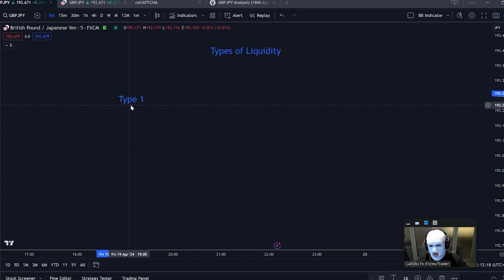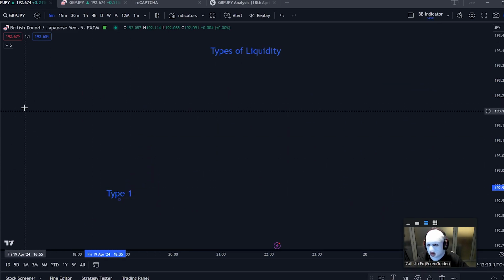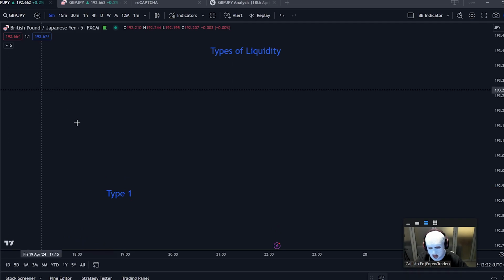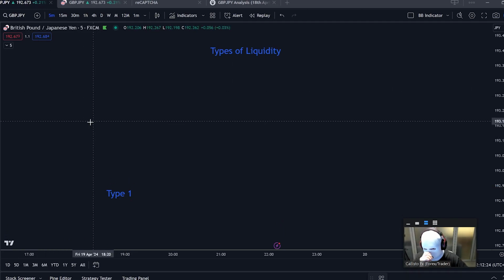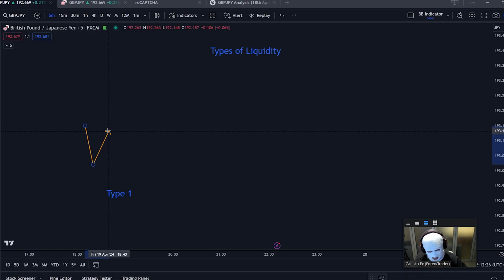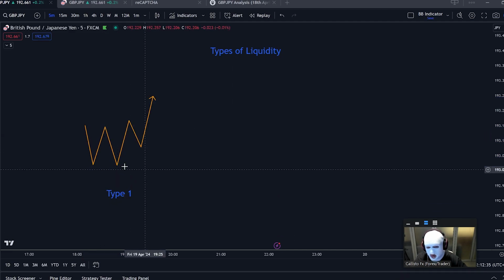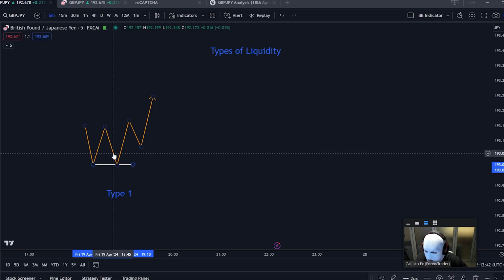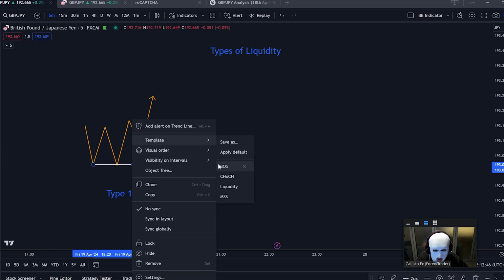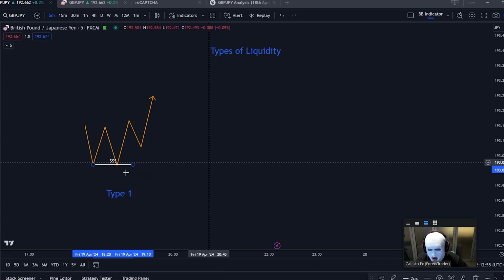Something like this. Very nice. Okay, so let's draw this first one here. First type of liquidity, we have your double bottoms. Price creates double bottoms or double tops, whatever it may be. Price creates equal lows. These equal lows are where retail traders will look and think, oh, this point has rejected twice, so I can place a stop loss here.